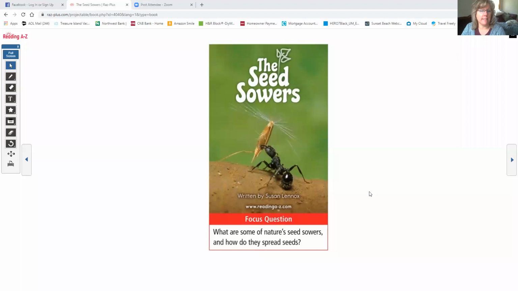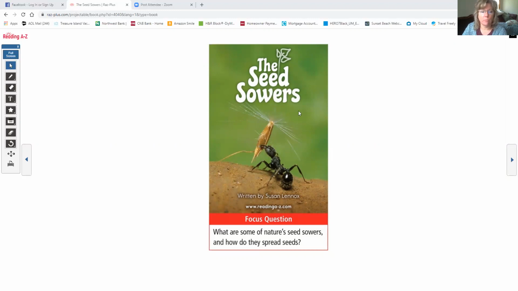It's called The Seed Sowers. When I look at the title, I know what a seed is, but what's a sower? Let me tell you, a sower means planter. If you sow seeds, that means you plant them. And we've been talking about plants and seeds and how animals help plants. So in this book, you're going to learn about seeds being planted or sown.